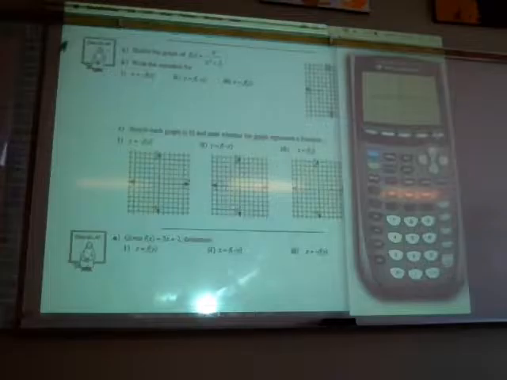When you graph it, you're going to get a function that looks like this. And if you want, you can change your window settings to get a better picture. So I'm just going to go -5 to +5 on both the x and the y axis.